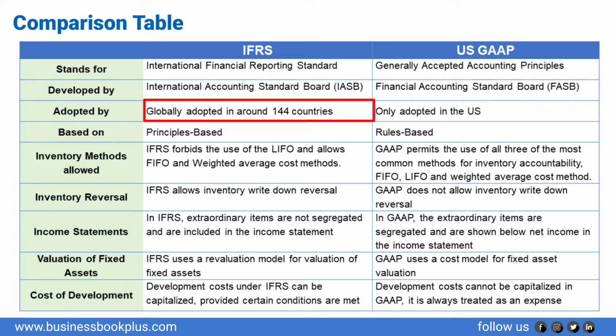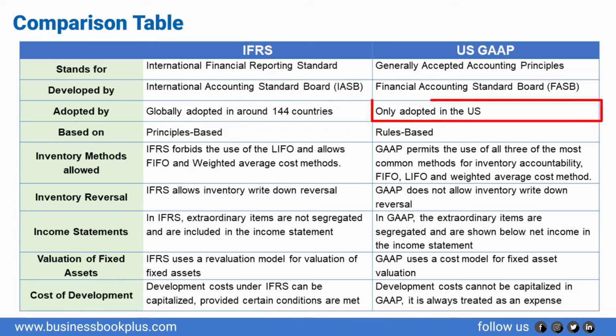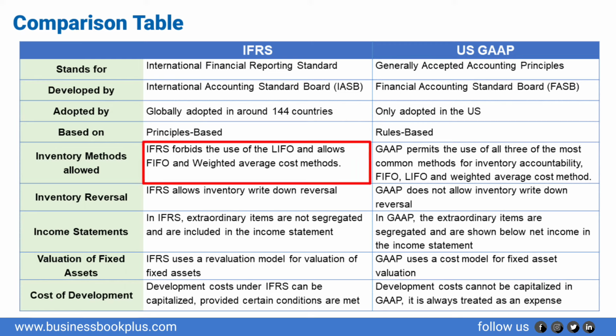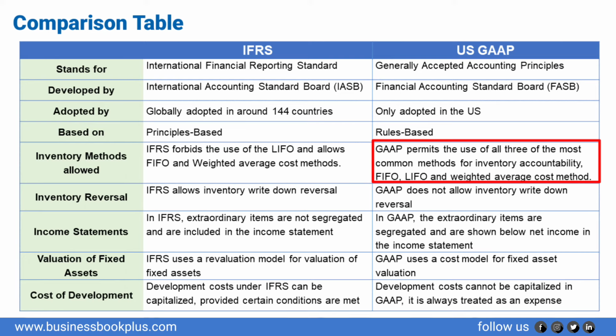IFRS is adopted globally in around 144 countries. GAAP is only adopted in the US. IFRS is based on principles, whereas GAAP is based on rules. Inventory method allowed. IFRS forbids the use of LIFO and allows FIFO and the weighted average cost method. GAAP permits the use of all 3 of the most common methods of inventory accounting, that is, first in first out FIFO, last in first out LIFO, and weighted average cost method.